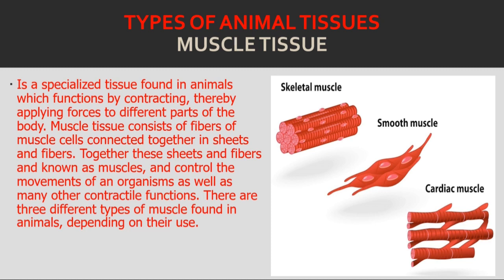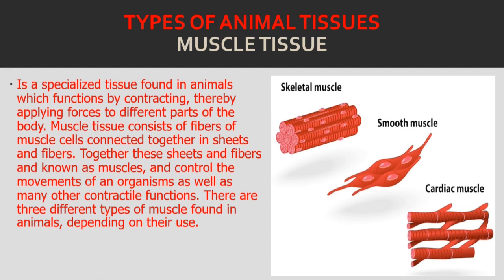Muscle tissue consists of fibers of muscle cells connected together in sheets and fibers. Together these sheets and fibers are known as muscles and control the movement of an organism. So all kinds of movement in our body is controlled totally by muscle tissue.